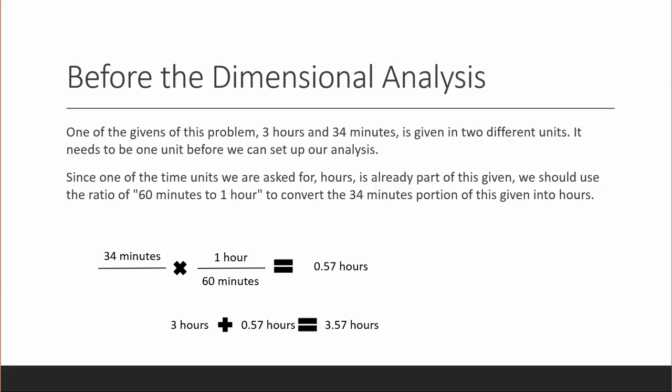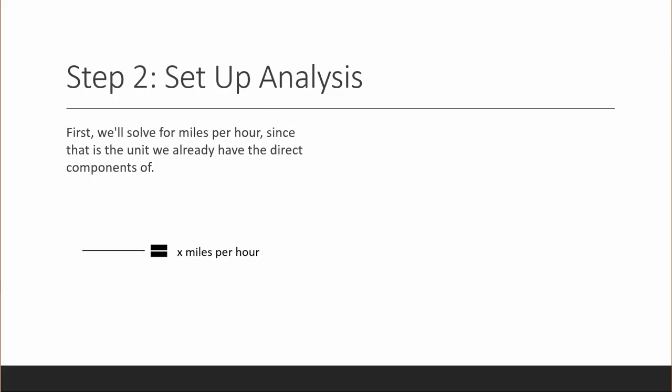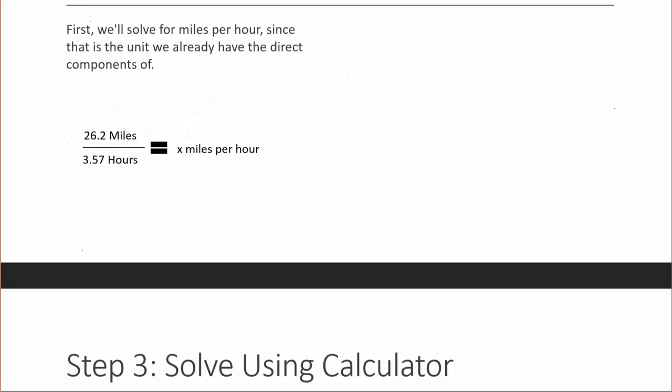Now moving on to the actual dimensional analysis portion. So first we're going to solve for miles per hour, since our givens are already in miles and hours. So 26.2 miles, that's from our givens that were back on slide number 3. And then we have 3.57 hours, which we just tabulated on the previous slide, and that's going to equal X miles per hour. Now, on our next slide, we'll go ahead and calculate that.